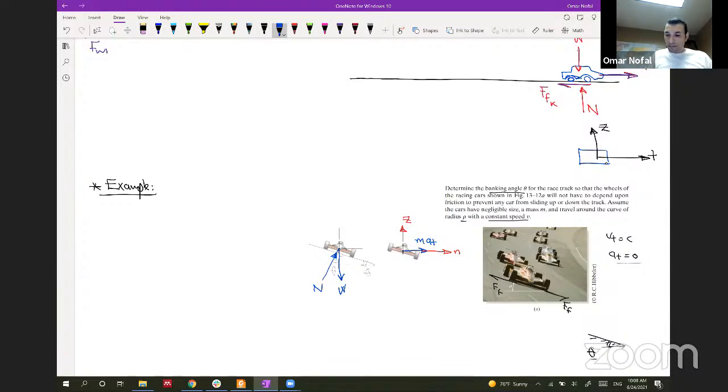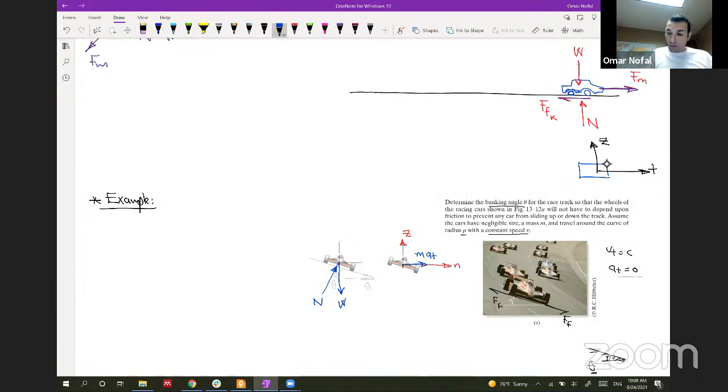So let's solve this problem, and let's first start with the vertical direction. Let's say that the sum of Fz equals the mass multiplied by az. We know that the car is not moving in the z direction, so az is equal to 0. So let's sum the forces in the z direction. We will have n cosine theta, which is the component of this one, minus w, and w is the mass multiplied by g, and all of this is equal to 0. So the normal force will be equal to mg over cosine theta. So this is the normal force.